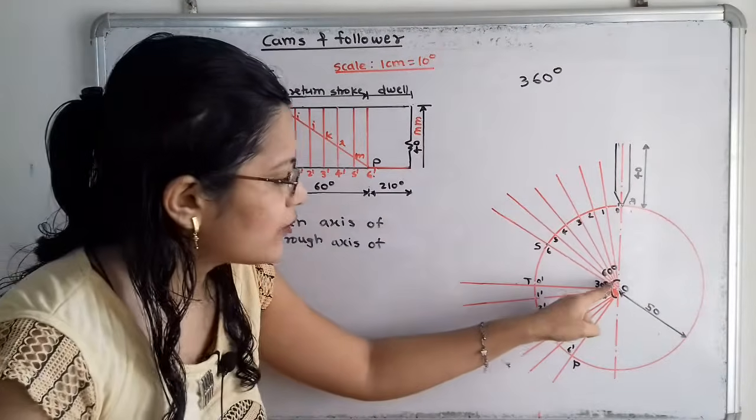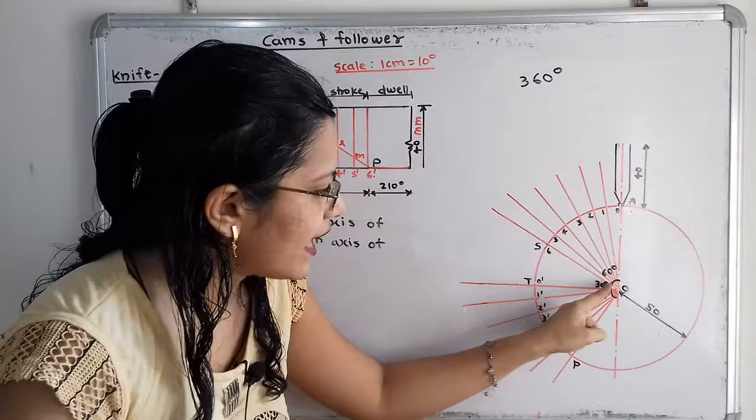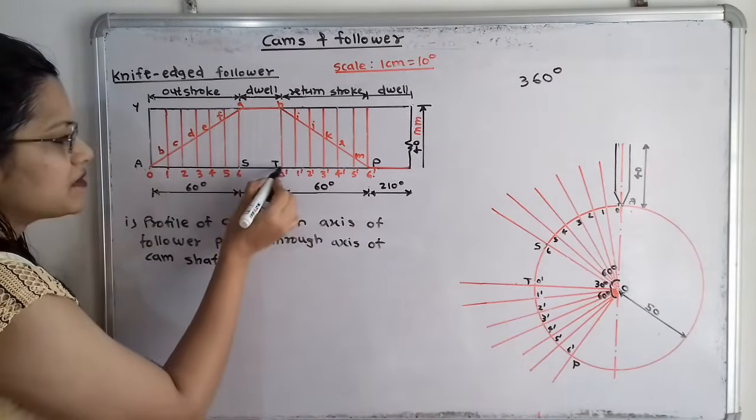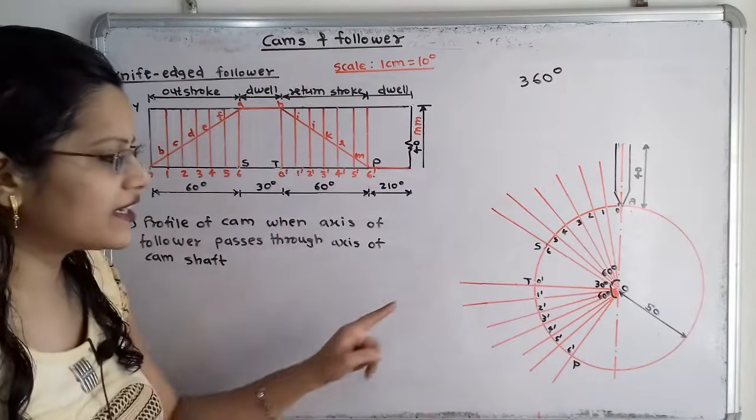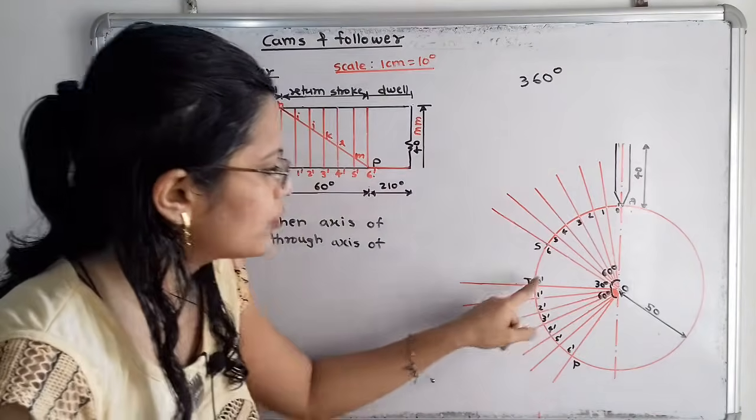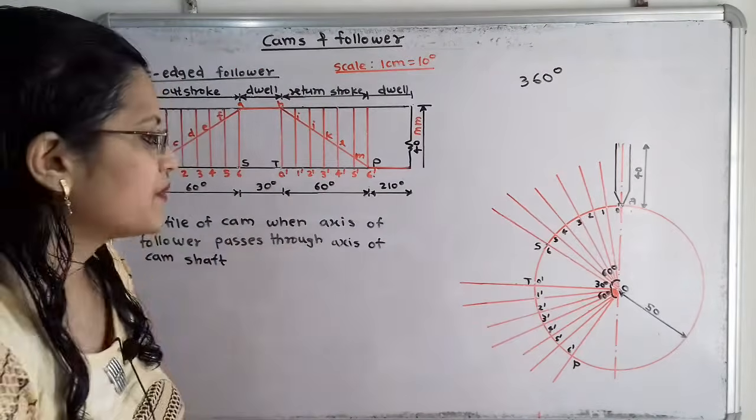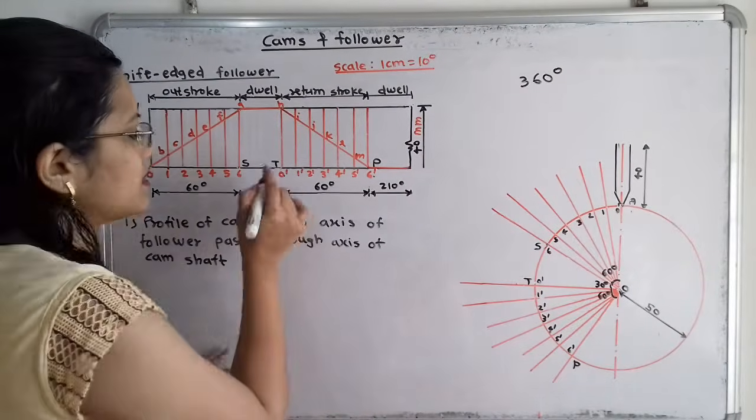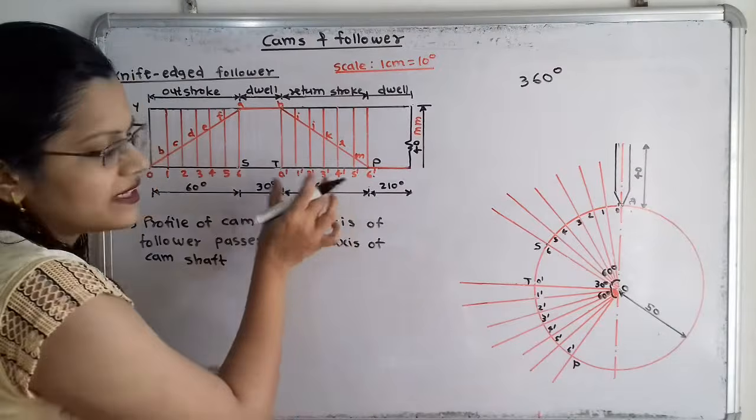Now after that we have to take a 30 degree angle, that is SOT, because during this displacement S to T there is a 30 degree angle. So we have to take SOT equal to 30 degree. And then this is the dwell period, so no need to make the parts. And then T to P is again 60 degree.